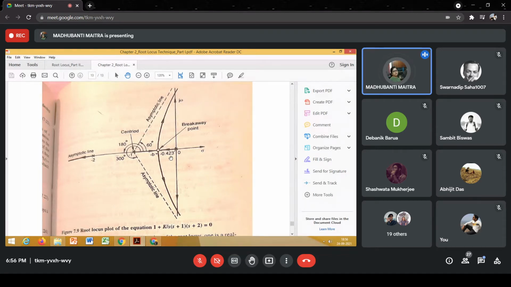It's approximately minus 1.5, and that point is located on this particular segment. This is minus 1 and this is minus 2. So the point will be located somewhere over here, and you see this segment is not a locus segment. That means at a point on this segment, the angle criterion will not be satisfied. So minus 1.5 will not be a breakaway point for this particular system.